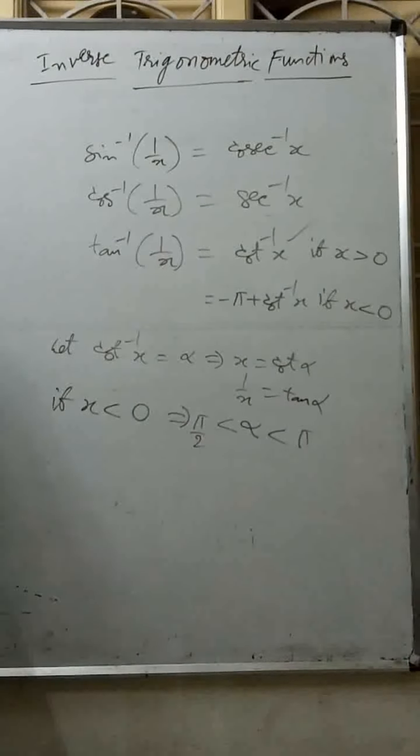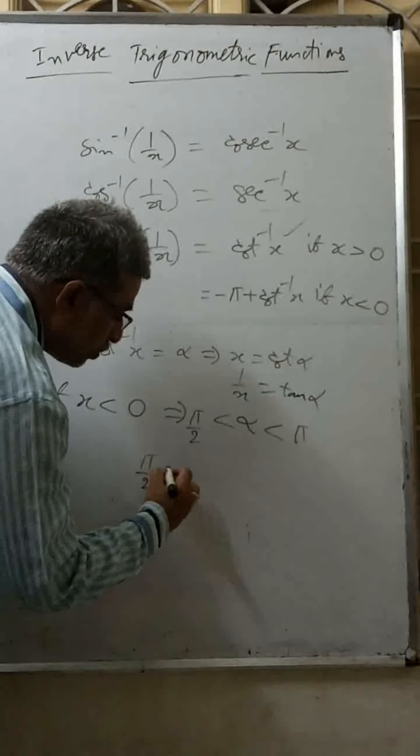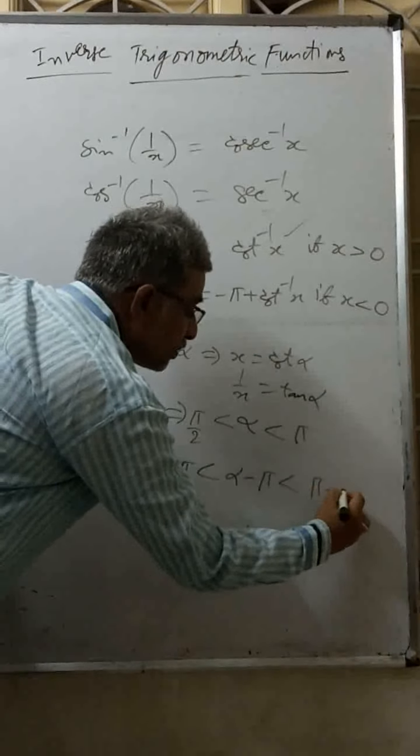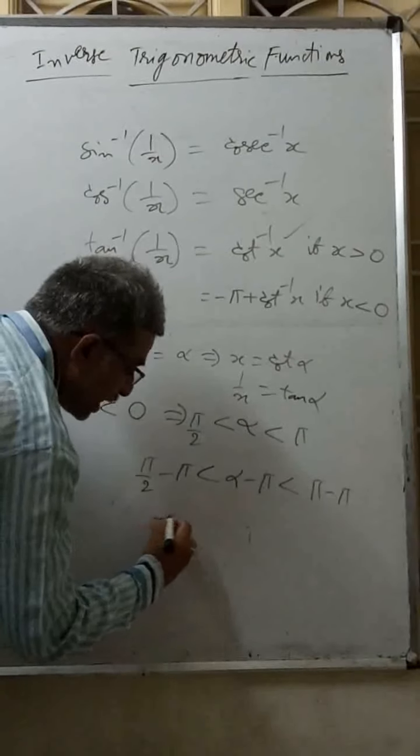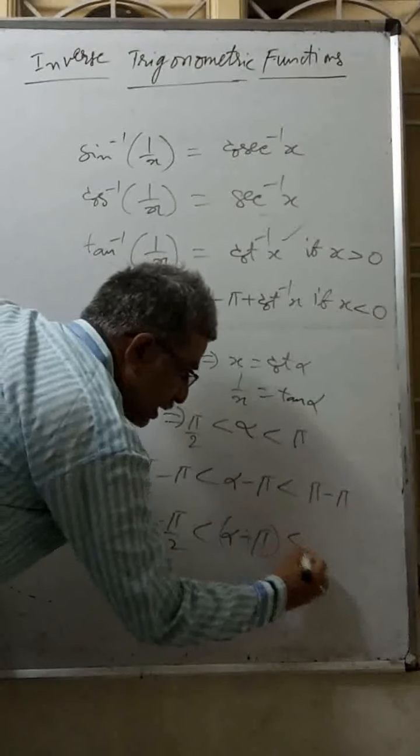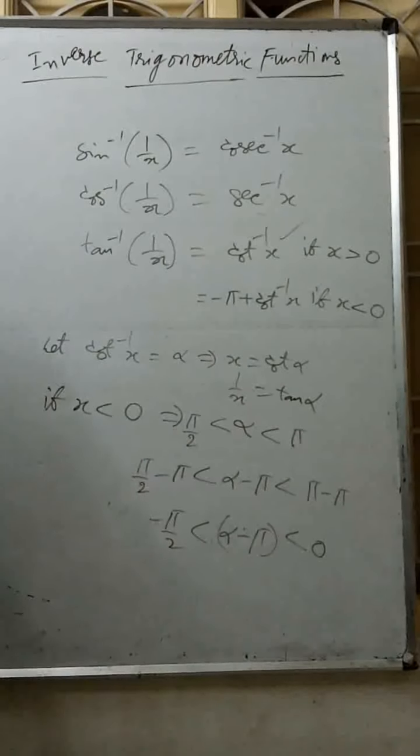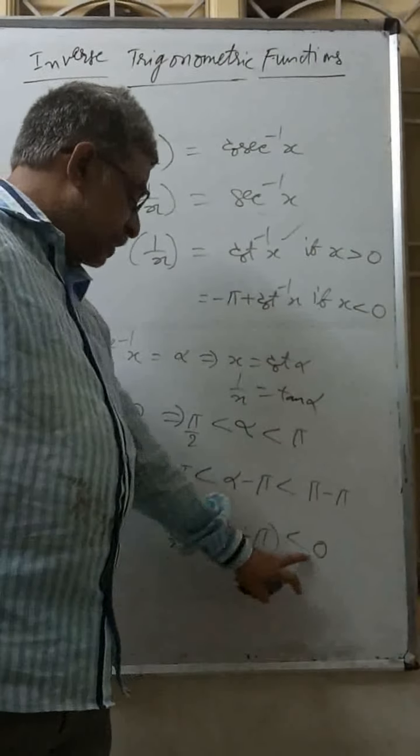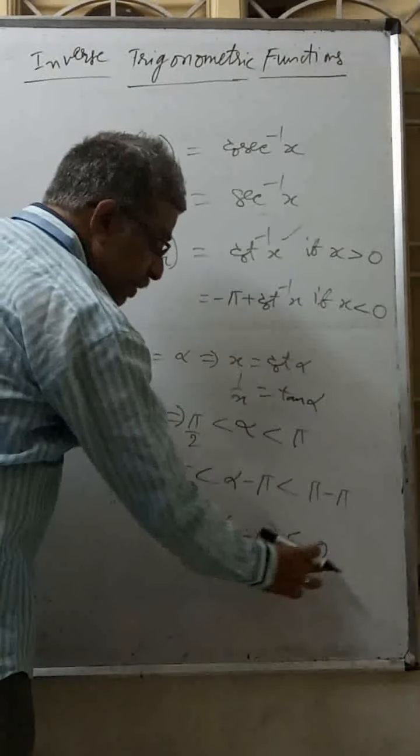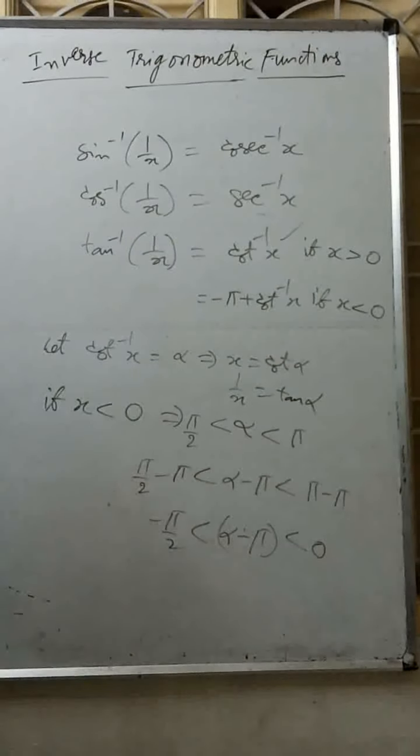So we should convert it into the domain. To convert, I will subtract pi from alpha. So pi by 2 minus pi is less than alpha minus pi is less than pi minus pi. This becomes minus pi by 2 less than alpha minus pi less than 0. Alpha is in the second quadrant, but alpha minus pi lies in our required domain, between 0 and minus pi by 2. It came into the tan domain.